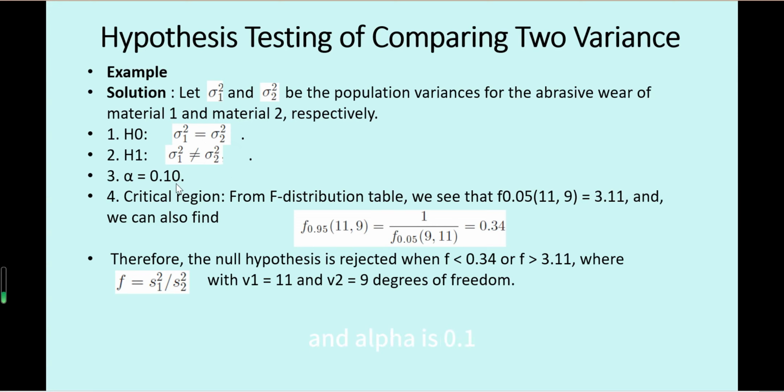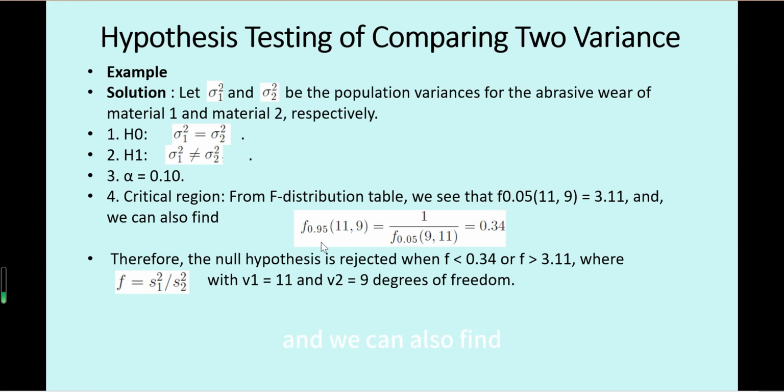Alpha is 0.1. Then for the critical region, from the F distribution table we look up F 0.05. Why? Because alpha is 0.1, so here it is half alpha. So F half alpha with 11 and 9 degrees of freedom, because we form the F statistic as S1 square divided by S2 square. So n1 minus 1 first, n2 minus 1 second. We find that this critical value is 3.11.